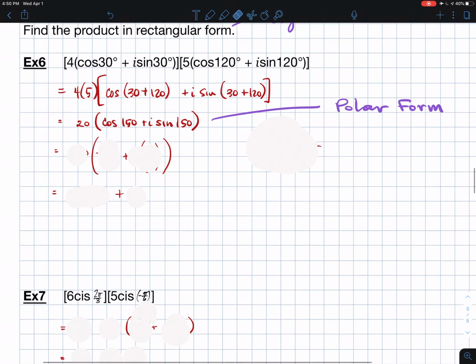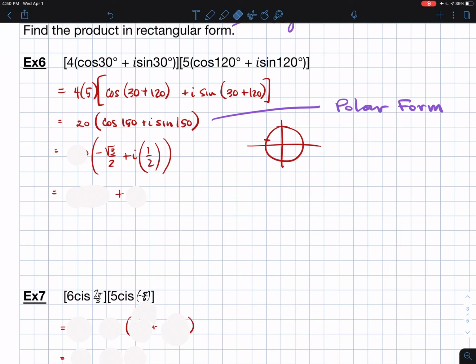So I'm going to first draw a picture of where my 150 degrees is. And my cosine at that spot is negative root 3 over 2. My sine is 1/2. Bring down your radius. Go ahead and distribute your radius and simplify. And so now my rectangular form is going to be negative 10 root 3 plus 10i. So those are the legs of this particular vector.